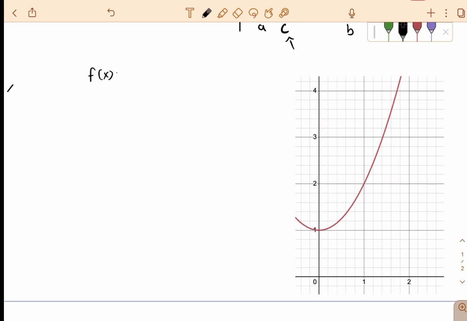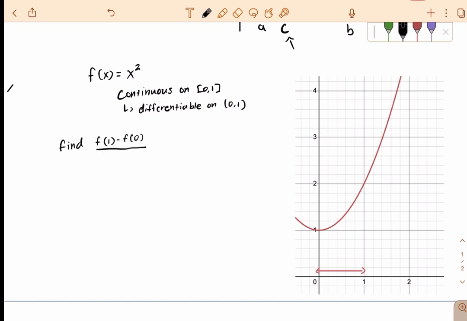So here we have the graph of f of x is equal to x squared. And for this specific example, we'll set the interval from 0 to 1. Now we have to clear a couple things, make sure that, as you can see, it's continuous, and therefore it is differentiable on said interval. Next, we'll go ahead and calculate our secant slope, which is going to be f of 1 minus f of 0 over 1 minus 0, which comes out to a secant slope of 1.